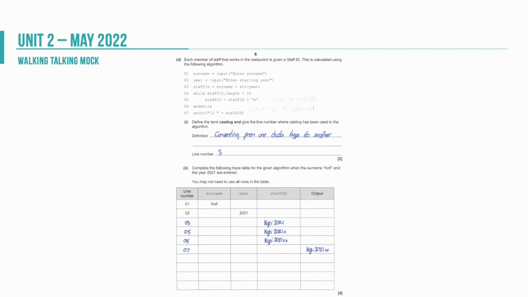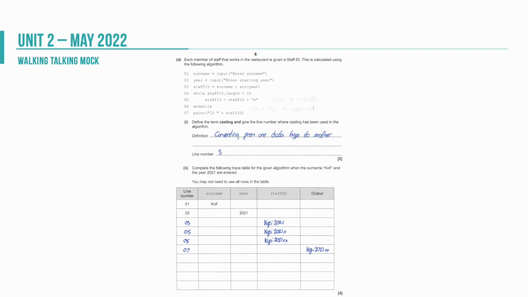So the program is going to change on line 3. We've entered Kofi and 2001. And we can see that the algorithm on line 3 puts surname and the year after that. So line 3, staff ID is going to be set to Kofi 2021. We've then got a while loop that says while staffID.length is less than 10, add staffID plus staffID plus "X". Now, go careful there. The X is in speech marks, so this is not a variable of X. It's not the loop count. This is the actual letter X being added to the end.